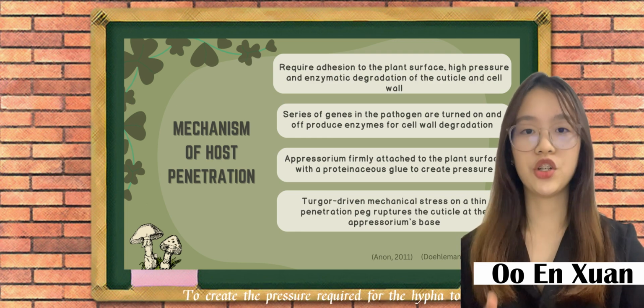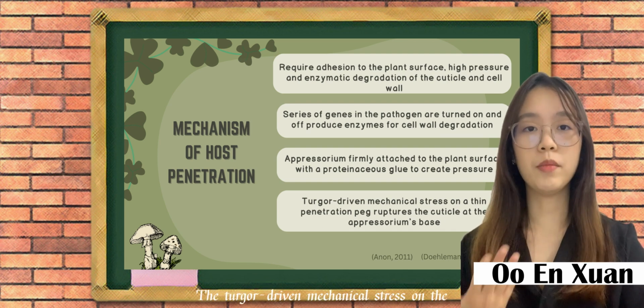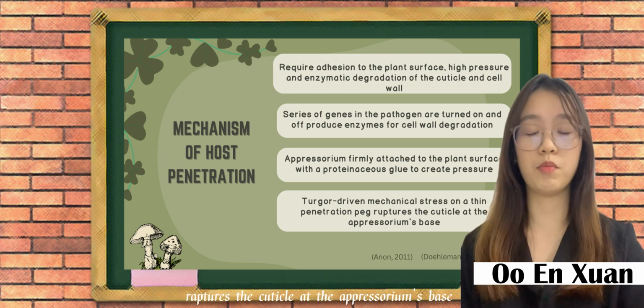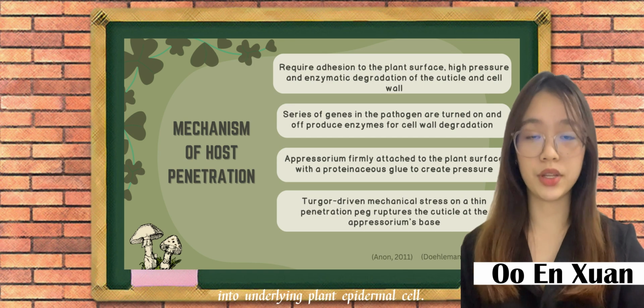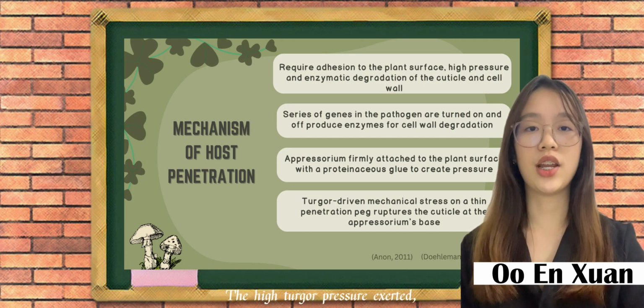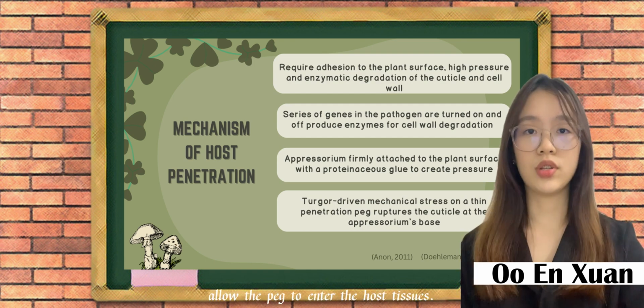To create the pressure required for the hyphae to penetrate the cell wall, the appressorium is first firmly attached to the plant surface with a proteinaceous glue. The turgor-driven mechanical stress on a thin penetration peg ruptures the cuticle at the appressorium base, allowing it to develop into the underlying plant epidermal cell. The high turgor pressure exerted, along with some enzymatic breakdown of the host cuticle and cell wall, allows the peg to enter the host tissue.